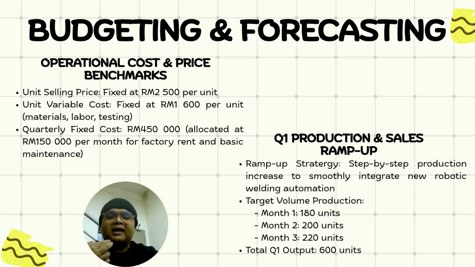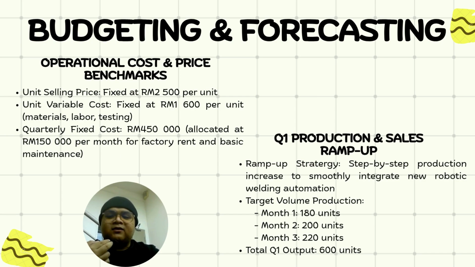Now, a key highlight for this upcoming quarter is our Q1 production and sales ramp-up strategy. We are intentionally taking a step-by-step approach to increasing production. This deliberate ramp-up is designed to ensure we smoothly integrate our new robotic welding automation without disrupting workflow or compromising quality.